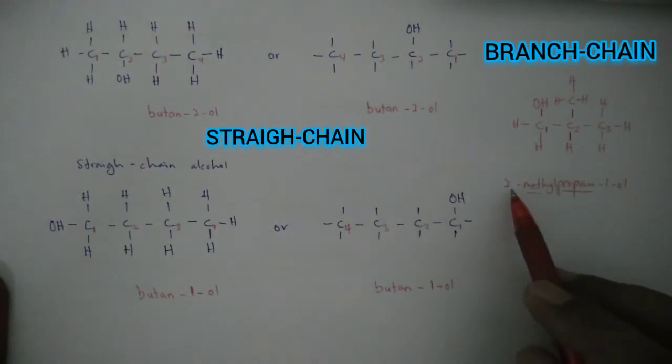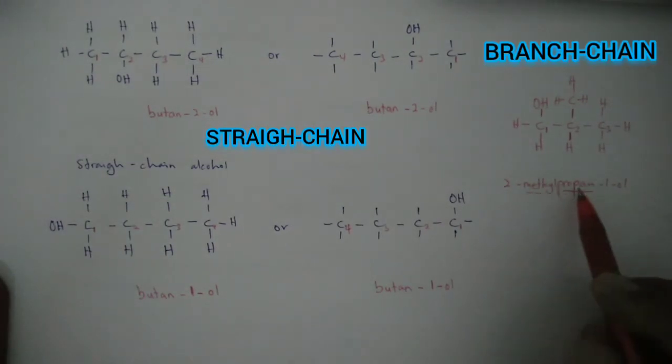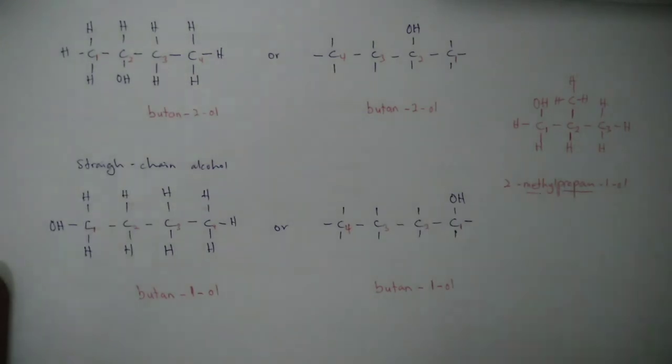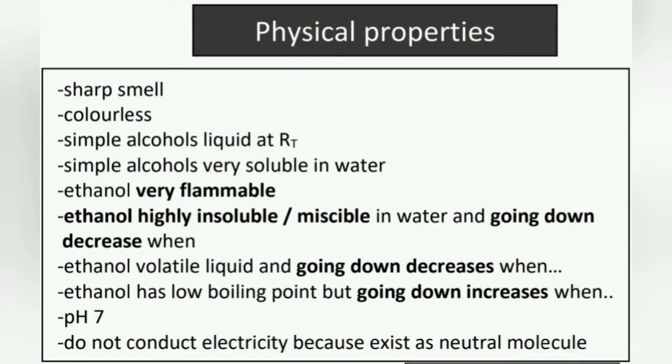This is the molecule 2-methyl propan-1-ol. Physical properties of ethanol. Ethanol is a liquid at room conditions, colorless, has a sharp smell, and is completely miscible with water. It has a low boiling point, about 78 degrees Celsius, and is highly volatile.